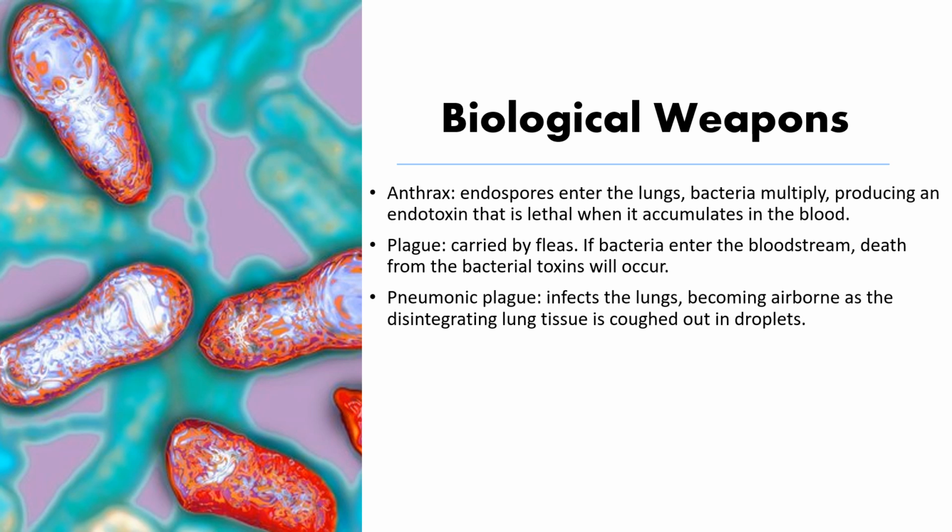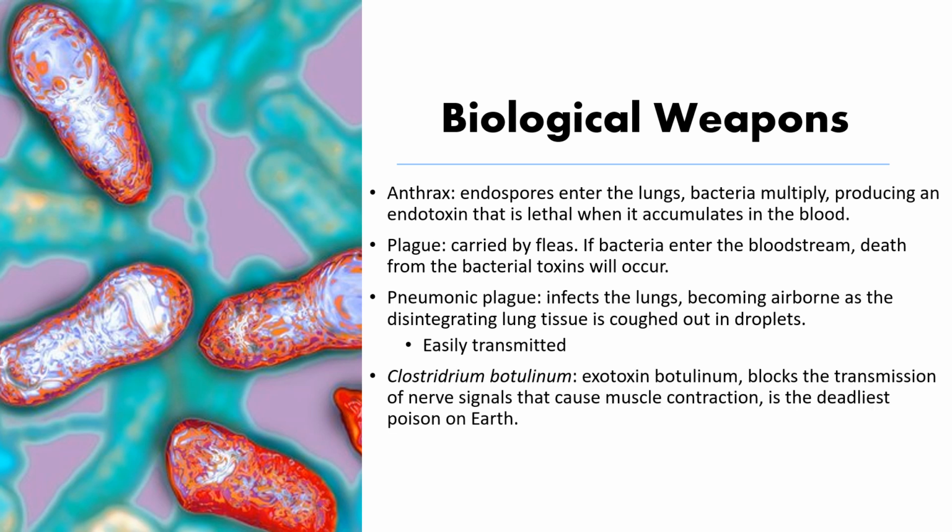The pneumonic plague infected the lungs and was more dangerous because it would actually become airborne and you could have other people breathe that in. The disintegrating lung tissue is coughed out in droplets. Very easily transmitted and very dangerous.